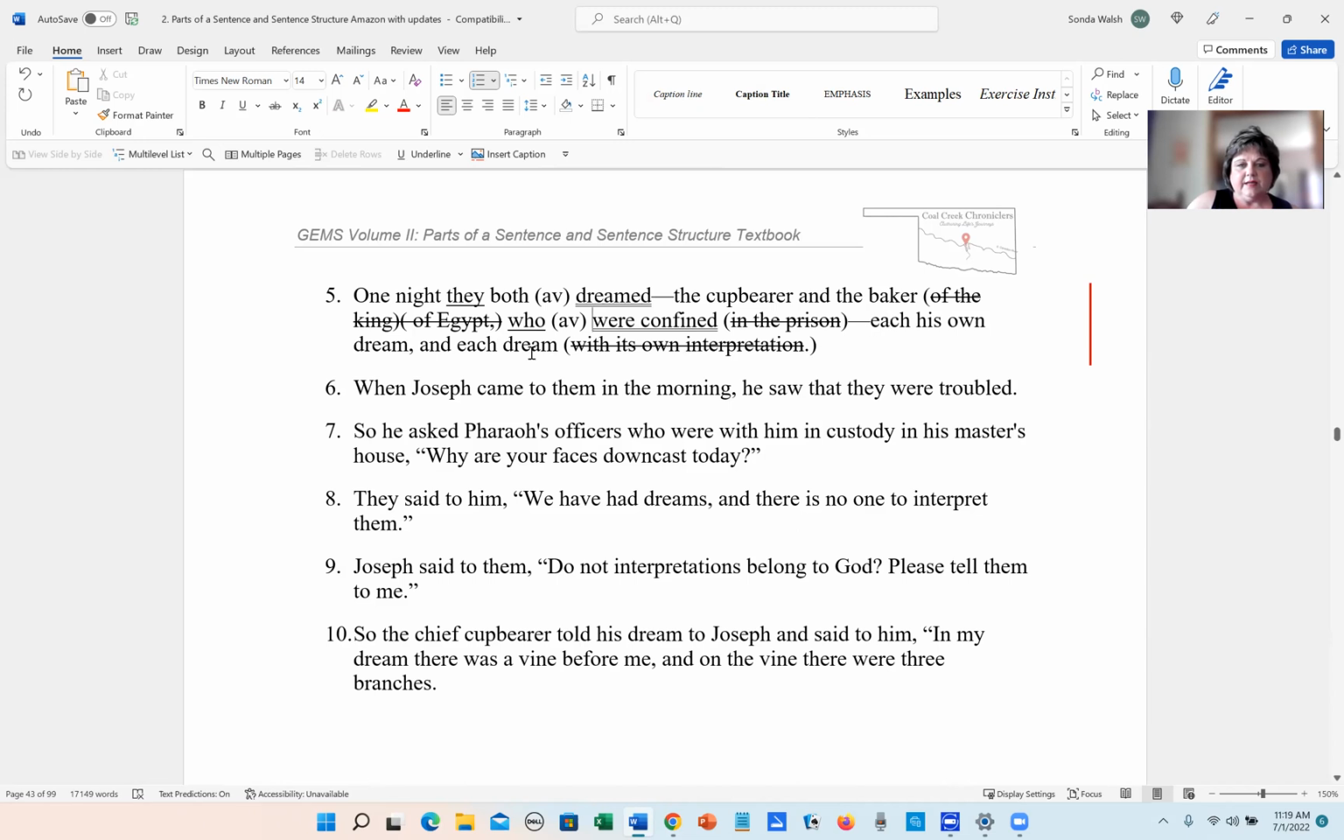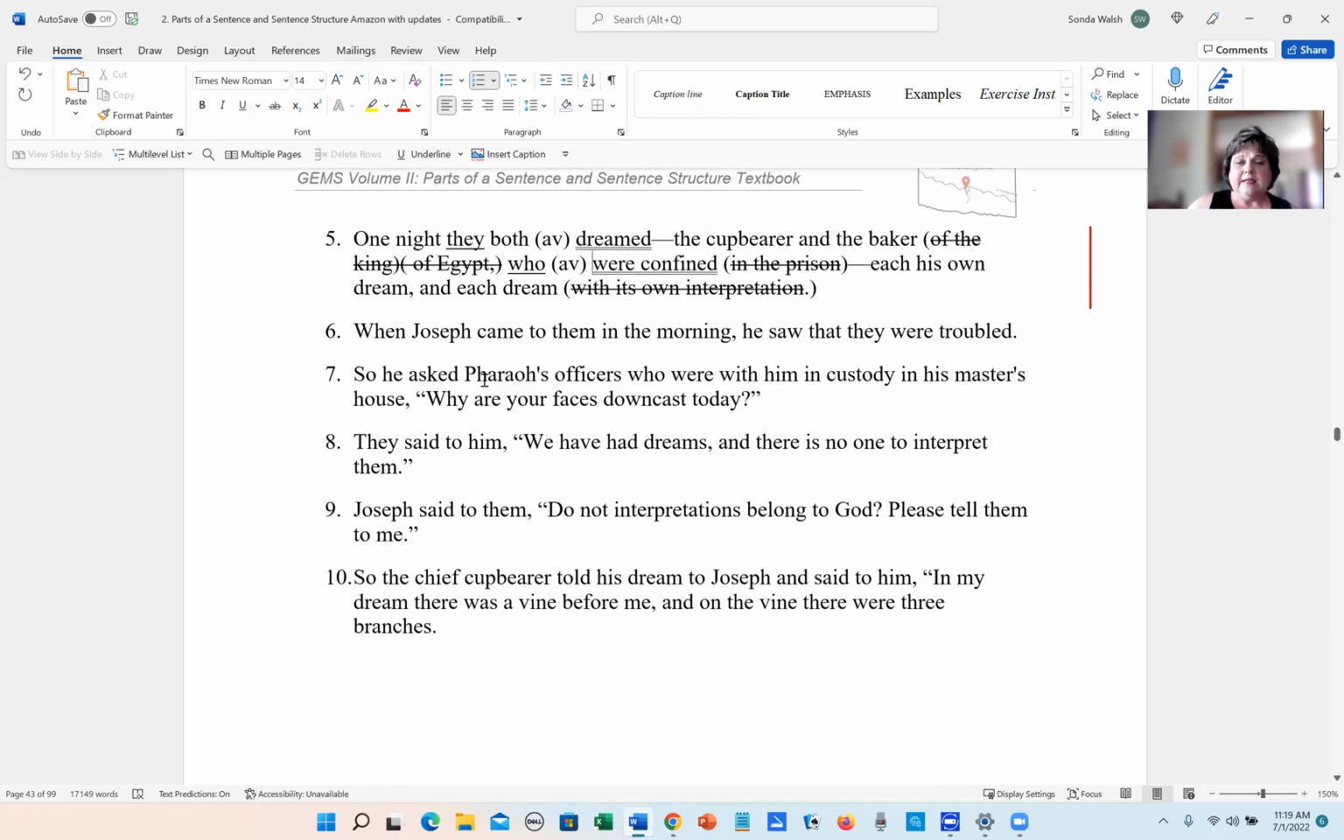Each his own dream, and each modifies they. I purposefully put these kinds of sentences in this exercise because I want you to be able to see that not everything we're looking for is always going to be there, and you need to be able to figure out what is what. It's a good exercise whenever there's not one. So let's go to the next one.